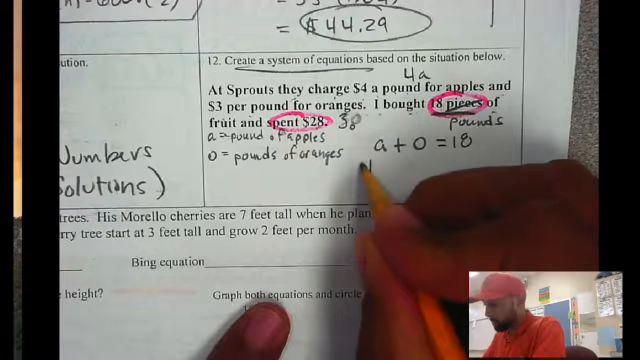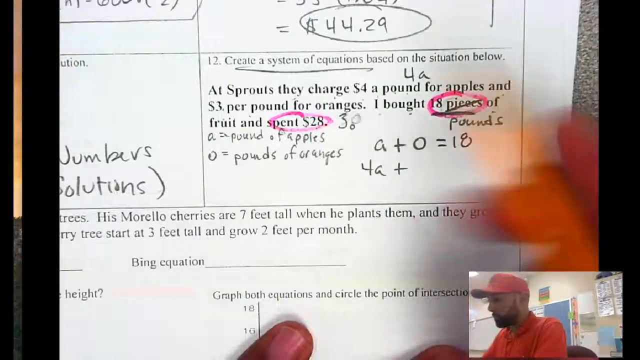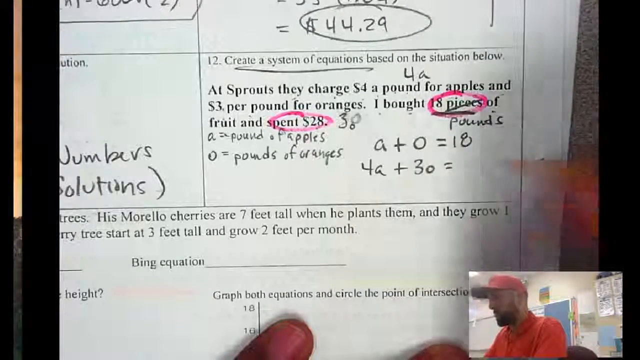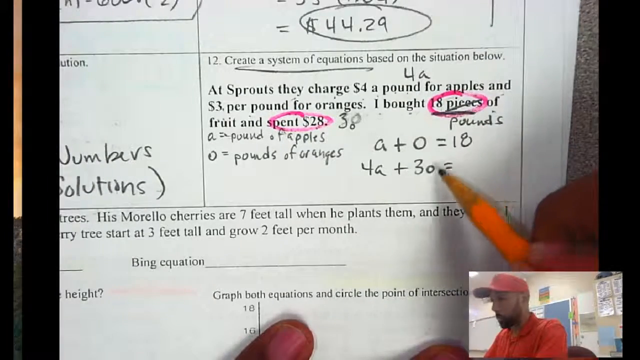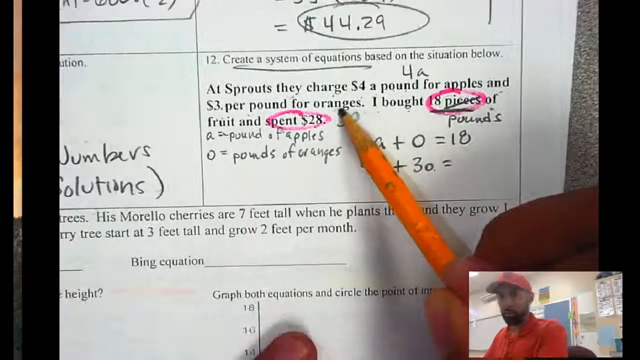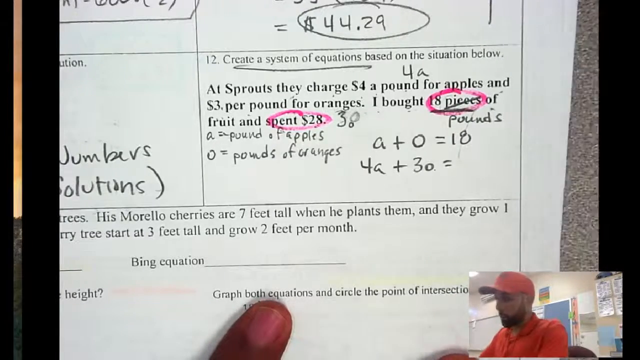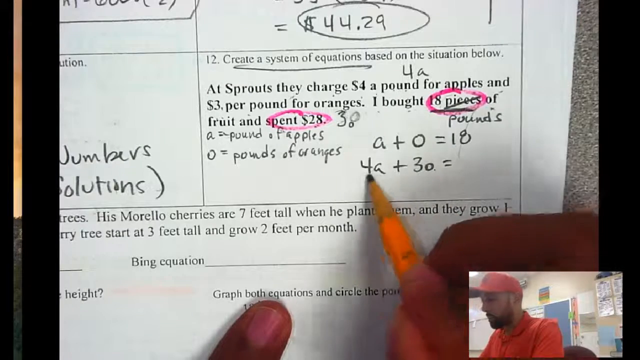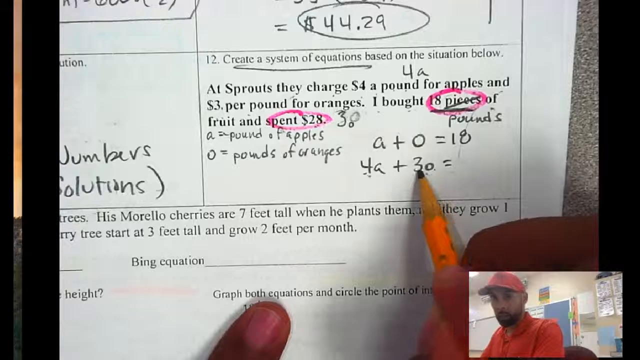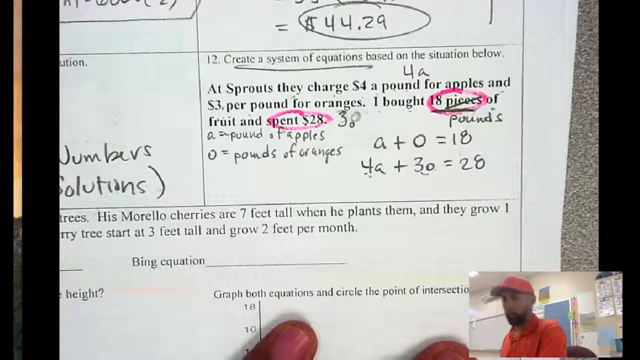of apples plus $3 times the pounds of oranges. I know that looks like a 30, but trust me, it's an O. I probably wouldn't have chosen oranges. I would have done bananas or something, just so there's no confusion. Or dragon fruit, I don't know. Anyways, the pounds of apples times $4 per pound, and then the pounds of oranges times $3 per pound, equals our total amount of money spent. So there's our total.